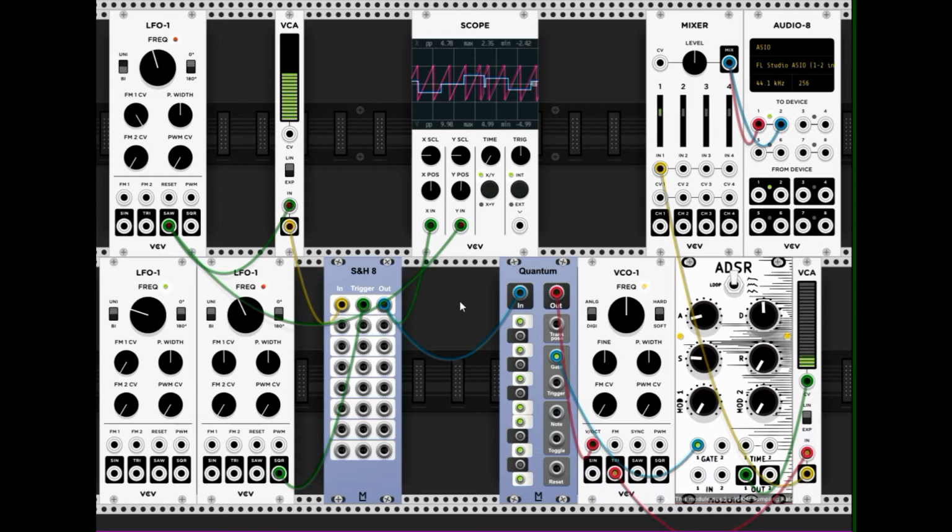Okay, then after the sample and hold, it's again the quantizer and the sound unit and so on. I don't have to explain it again. The sample and hold is triggered by the LFO here at the lower right side. I'm not using this LFO here at the moment.